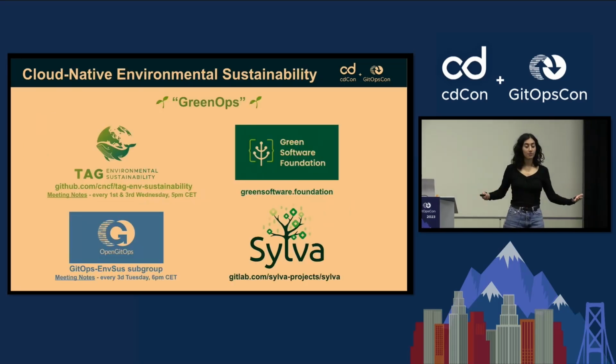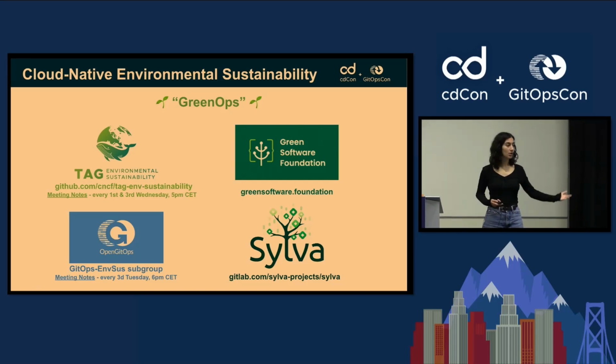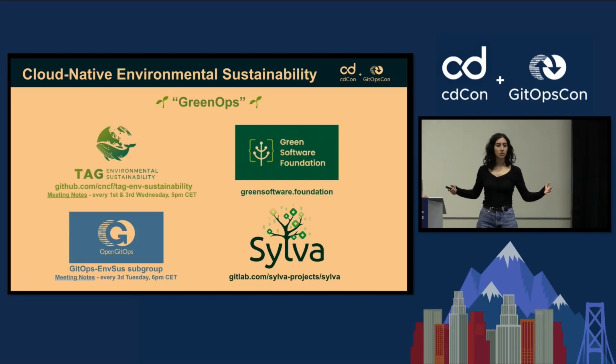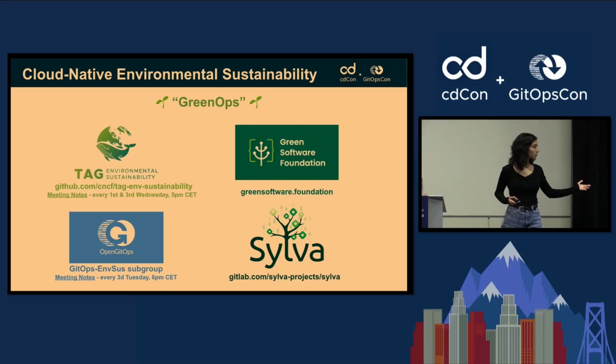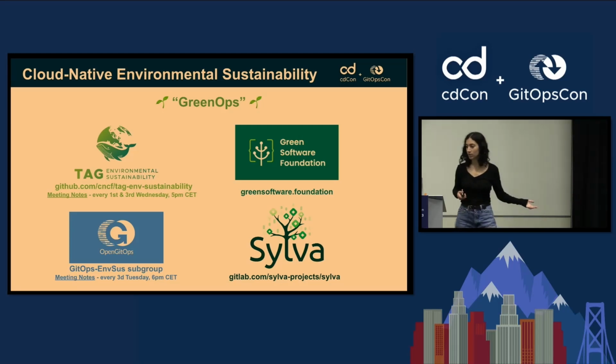So there's a lot of community momentum at the moment in the CNCF. There's the environmental sustainability tag, which meets twice monthly, and you're very welcome to come and contribute and learn. And there's also, in the GitOps working group, the environmental sustainability chapter or subgroup, where this talk came out of. And you're also very welcome to join us if you would like to do more of the tests that we're going to be talking about here.